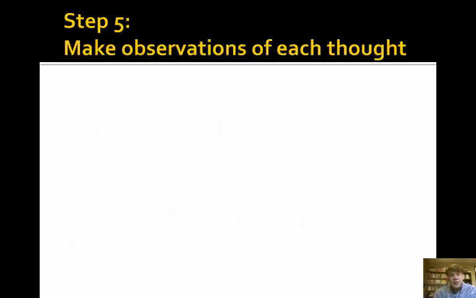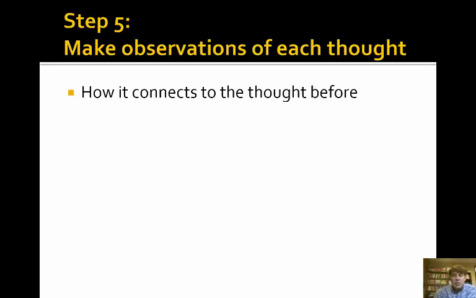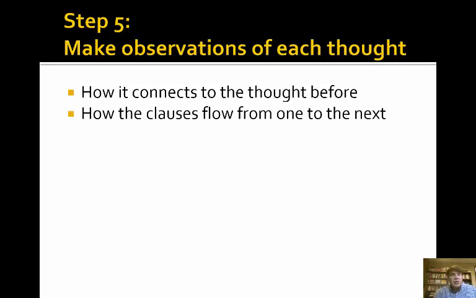Now make observations of each thought using the categories that I talked about at the beginning of this video. So how does each thought, or how does each verse, connect to the thought or verse that came before? How do the clauses flow from one to the next? A clause is, if I say Spot runs, that's a clause and a sentence. But you do have some clauses that are only parts of a sentence. A clause has a subject and a verb. So if I say, so that I could get out on time, that's not a sentence. It's not a complete thought. It's a subordinate clause.